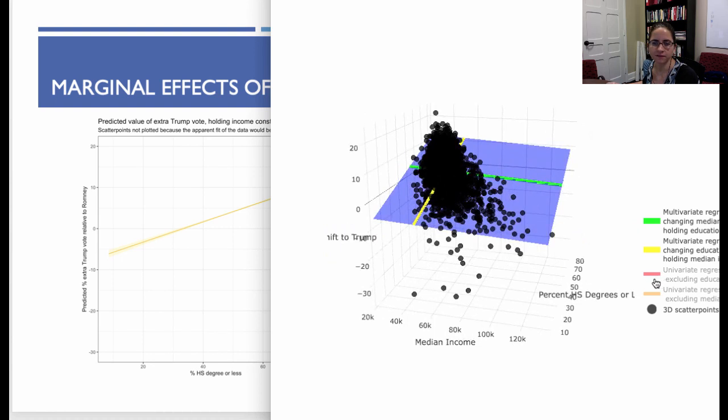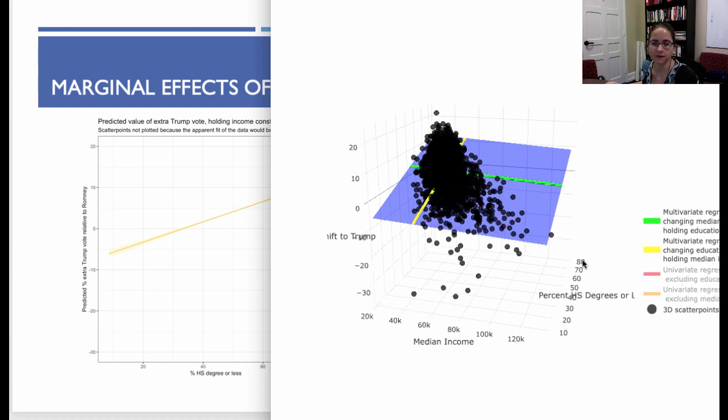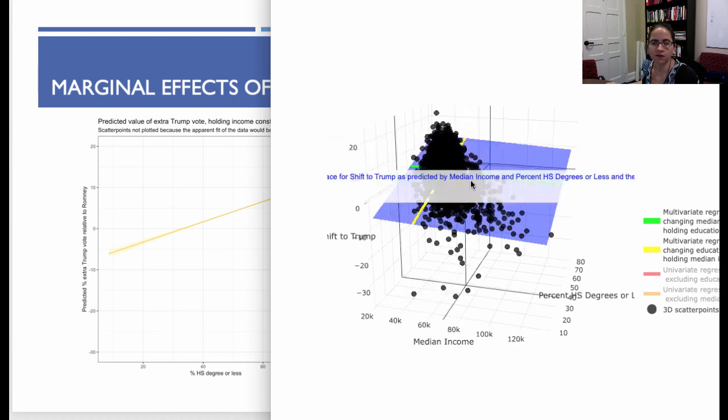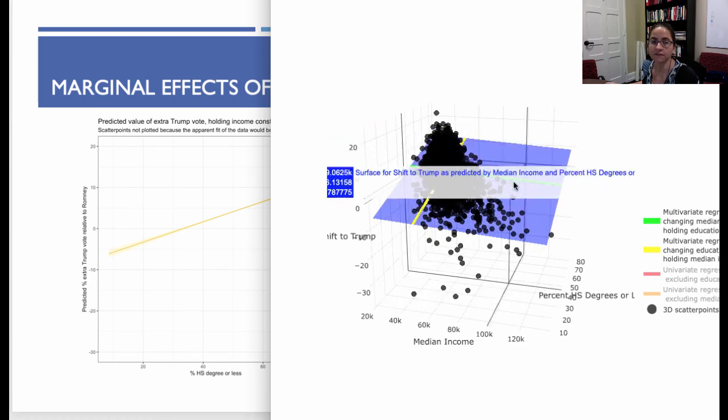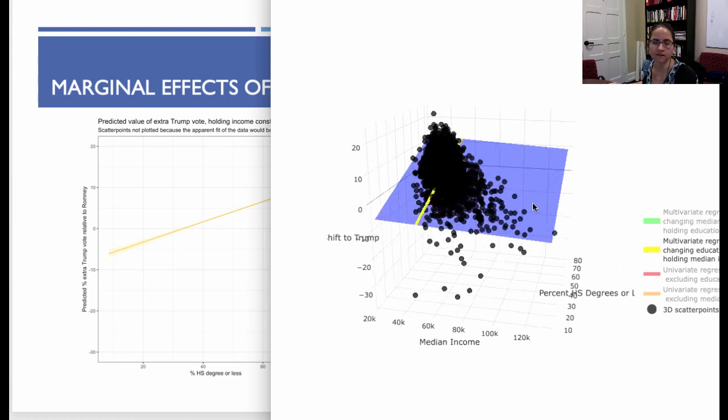And so here, instead of looking at the red line, which was the univariate regression using median income plotted in 3 space, or the orange line, which was the univariate regression using education plotted in 3 space, even though it does exclude income. So here we've got 2 marginal effects. Now these 2 lines define the entire plane, and we're going to start by focusing on this yellow line.